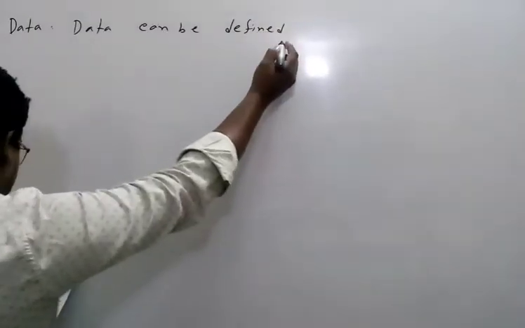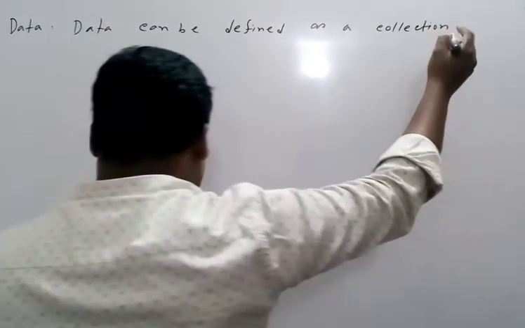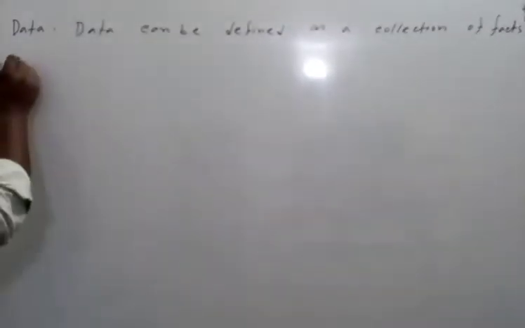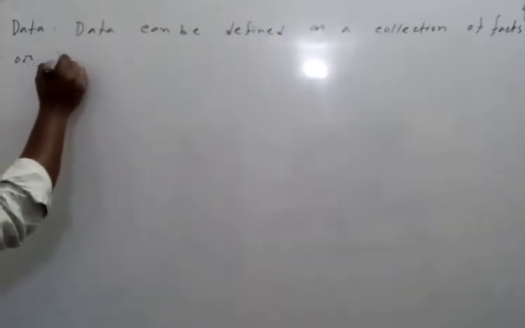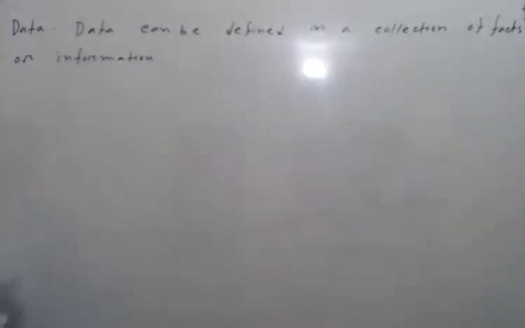My students, you must understand all the definitions involving information and data. At first we have to know what is data. So let's start and write: data. Data can be defined as a collection of facts or information.